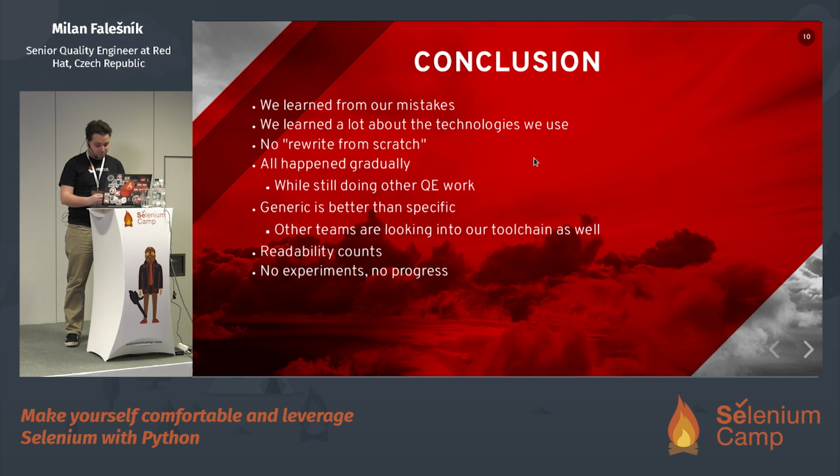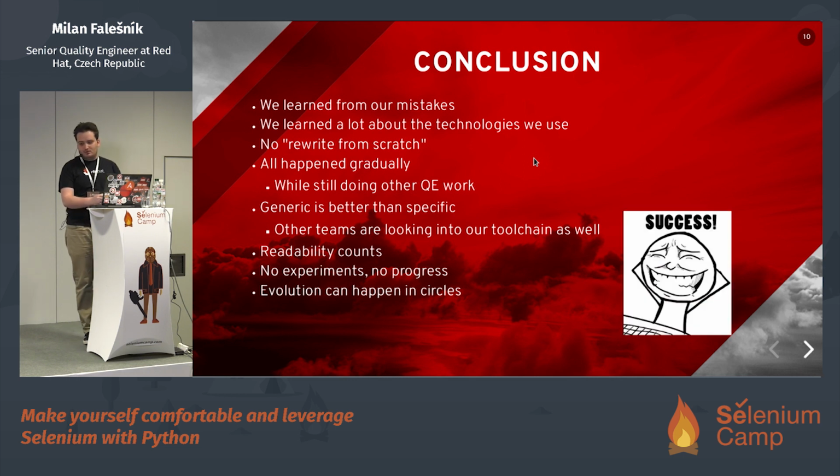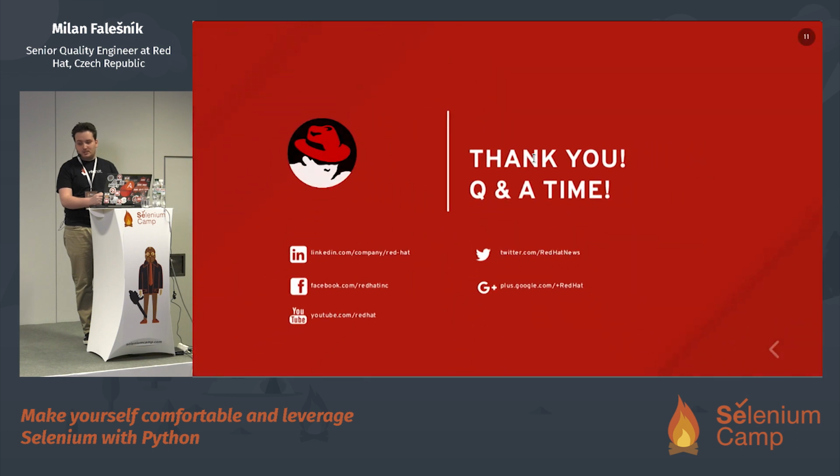And without experiments, there's no progress. If we weren't unhappy and didn't have two perfectionists on the team, we would probably still do something more resembling the first thing, where you just tell Selenium everything in a test. And evolution can happen in circles. You saw that basically what we came up with was just a page object model done in a different way. So I think for us that was a success. And if you have any questions.